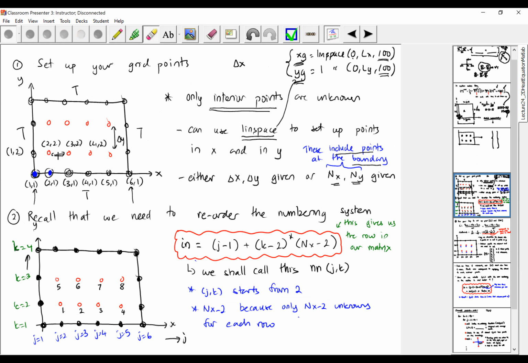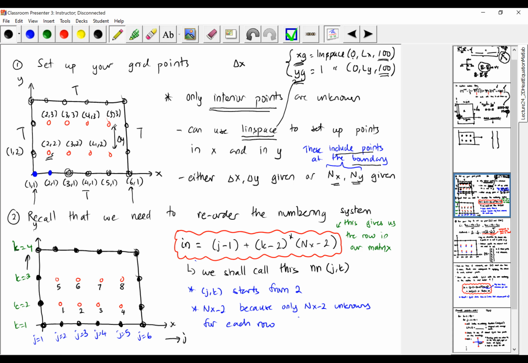Now, if I follow my Matlab notation, you can see that the first unknown point, this red point right here, is basically your first unknown point, and the index for j and k is basically 2 and 2. The second one, you have 3 and 2, 4 and 2. So for this, you will have 2, 3, 3, 3, 4, 3, and 5, 3, and so on.